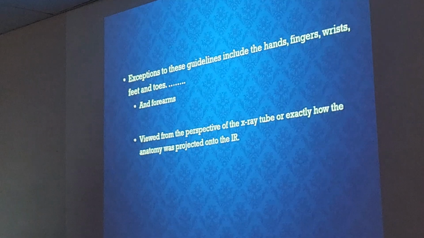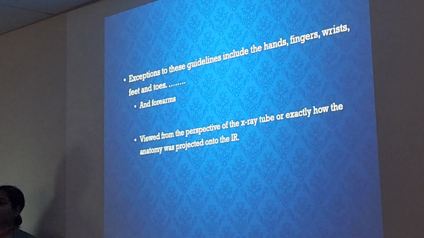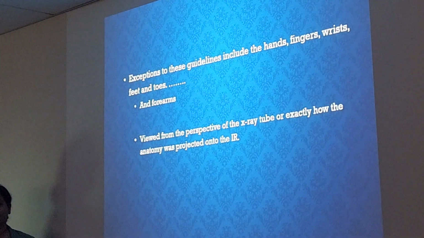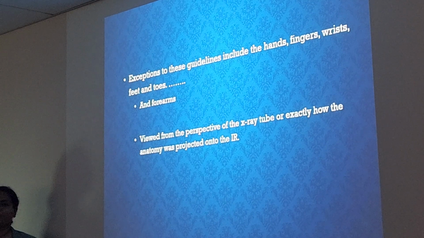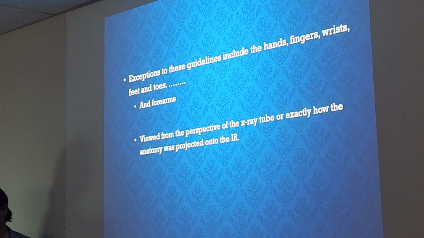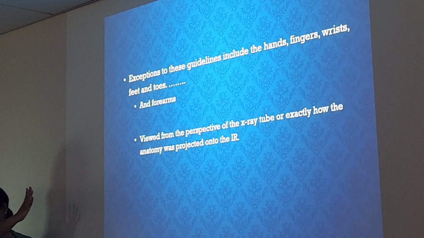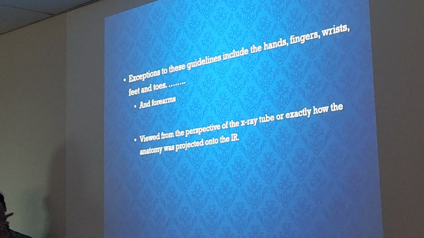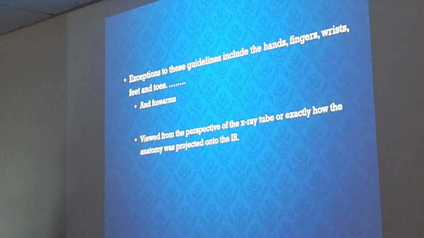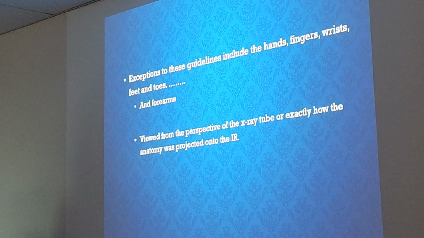So earlier we said that usual X-rays for chest, abdomen, skull, etc. we view as though the patient is looking at us, correct? Yes. Are there exceptions to that rule? Yes, because we flip the hands going up, fingers, wrists, feet, toes, and forearms. They're all hung differently. So these X-rays are viewed from the perspective of the X-ray tube, or how exactly the anatomy was projected on the IR.